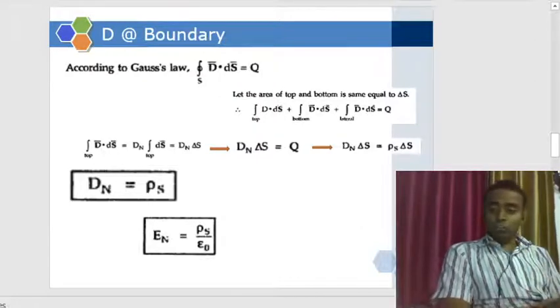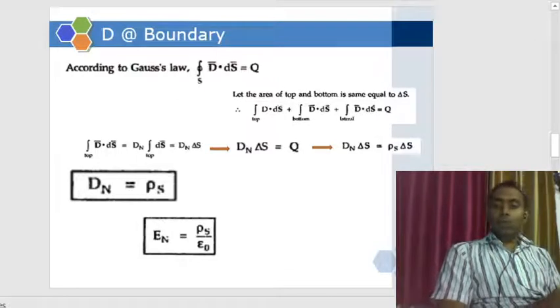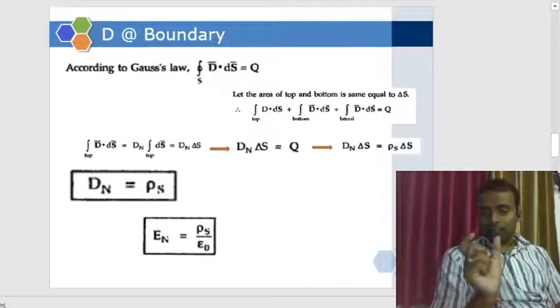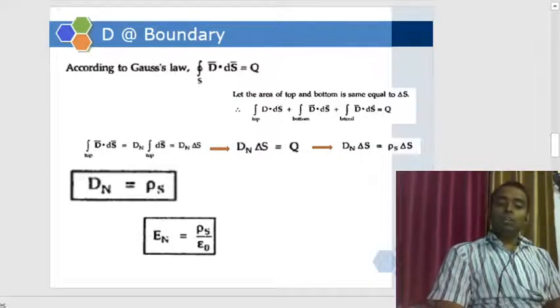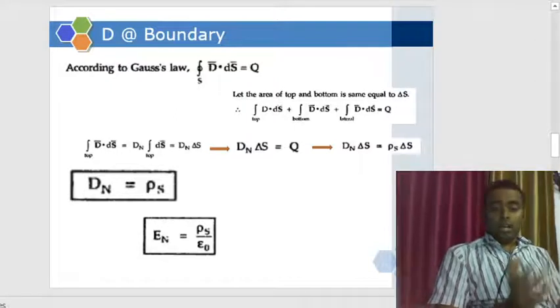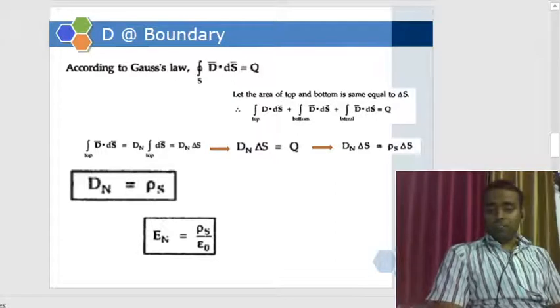So bottom will also go to 0, isn't it? We'll only get one integral, and that will be the top one. The surface integral of D dot dS is equal to Q. And which component of D? Of course, the normal component of D.